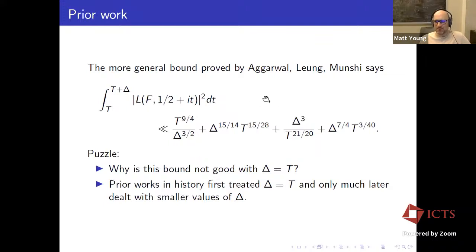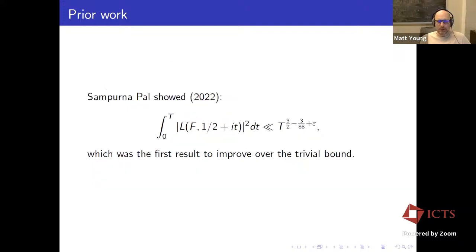So I was curious about this and wanted to know what was going on and to see if we could say something about the case when delta is equal to t. There is some prior work on the delta equals t case. Sam Punyapal showed in 2022 a non-trivial bound for the long moment, and the savings was like 3 over 88 in his result. This is the first result for the long interval that improves over the trivial bound.